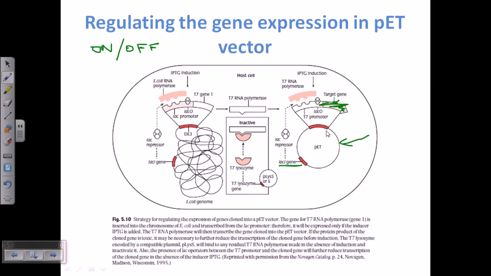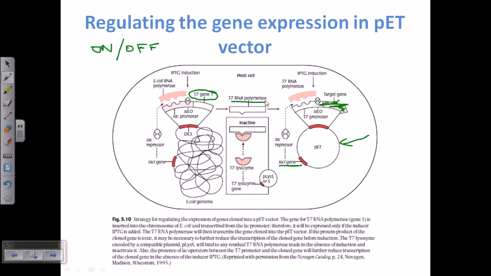So it must have the Shine-Dalgarno sequence. It has all the necessary things like a multiple cloning site, origin of replication, origin of transcription, start codon, and stop codon for translation. On the other hand, the E. coli chromosome is also modified, because it is not a normal wild type E. coli host. It is a modified E. coli. It also has a lac promoter, a lac operator, and E. coli polymerase sitting there. But right after this lac operator and promoter, we insert a T7 gene, which codes for the T7 polymerase.